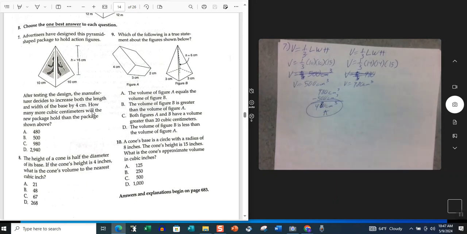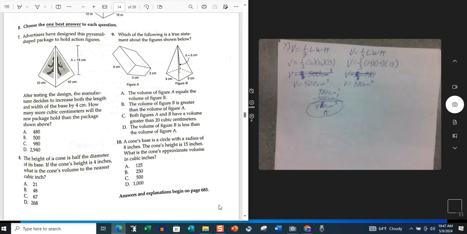So that would take care of problem number 7. Now problem number 8 says the height of a cone is half the diameter of its base. If the cone's height is 4 inches, what is the cone's volume to the nearest cubic inch?